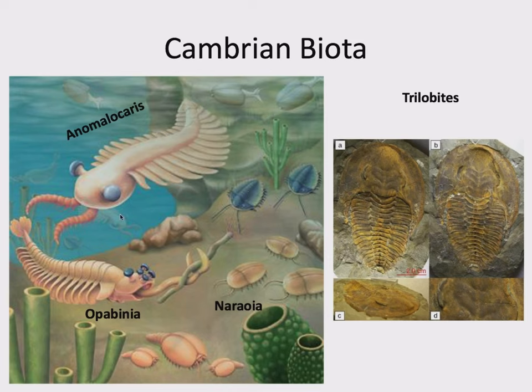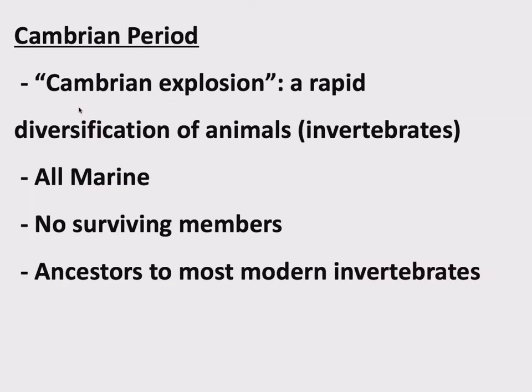None of this stuff is alive today, but unlike the Ediacaran biota, they have left descendants. So what we see emerging here is the ancestors to modern invertebrates. And again, we're all still in the ocean. My summary of the Cambrian period: the Cambrian explosion, a rapid, geologically speaking, diversification of animals, all invertebrates. We haven't gotten vertebrates yet, all marine. No surviving members, but we see the emergence of the ancestors to most modern groups of invertebrates in this time period.